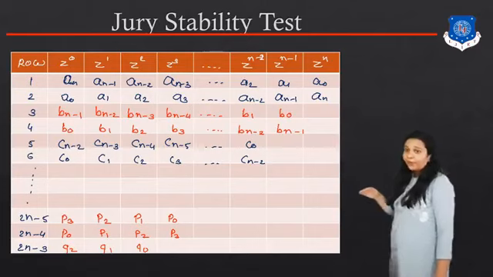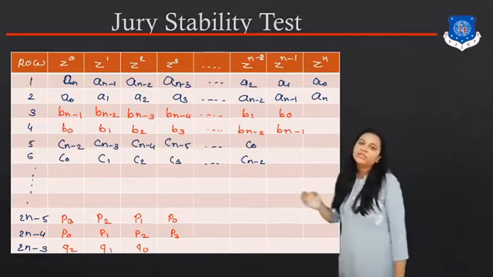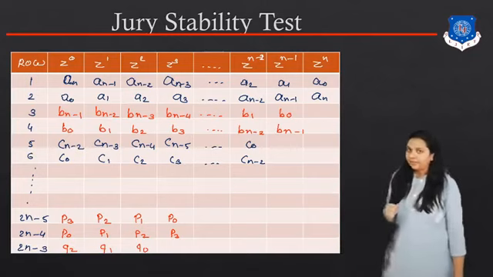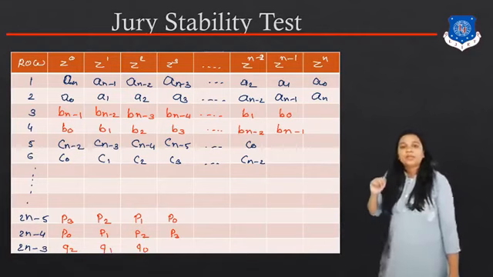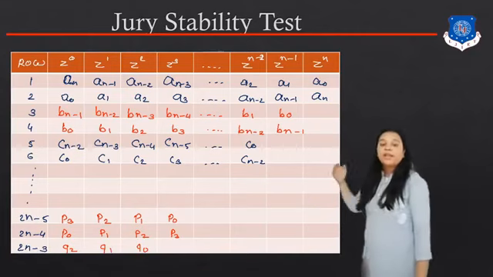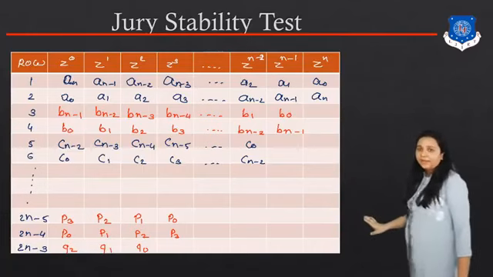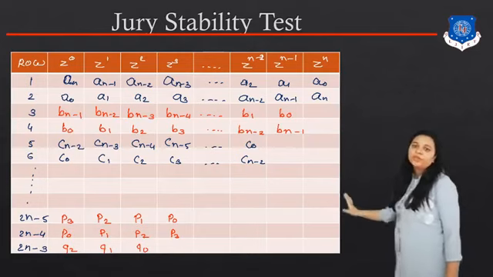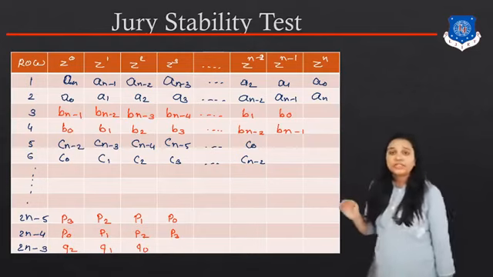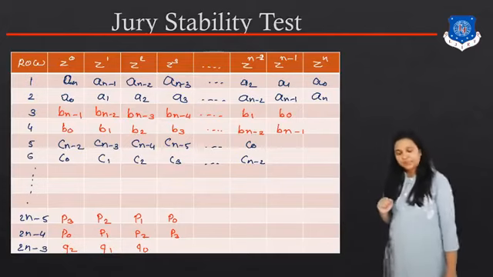Okay, same like, the fourth row will be the descending order of the third row. So it becomes b0, b1, b2, b3 up to bn minus 1. Now using rows number 3 and 4, we have to find rows number 5 and 6. The same method will be applicable up to where we have to find the values of q0, q1 and q2. So this is the Jury stability table to find out the stability of the system.